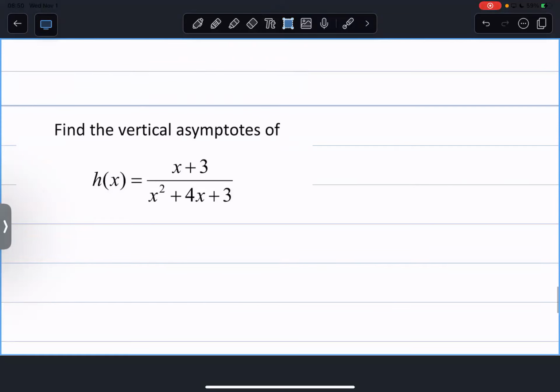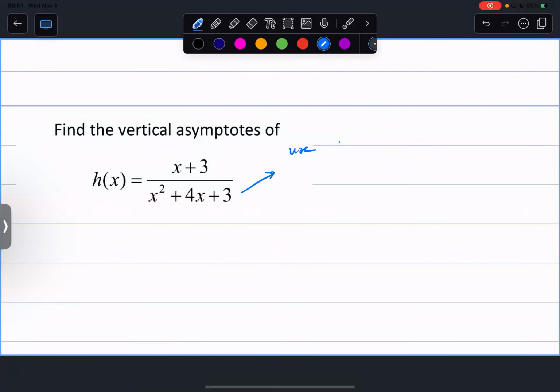So again, we want to find the vertical asymptotes of x plus 3 over x squared plus 4x plus 3. Now, right away, I can't be bothered, right? And so I'm just going to use the quadratic formula to factor this thing, because that way it'll be easier to see and just easier to represent this function in factored form, right? And so let's do that first. Use the quadratic formula to write it in factored form.